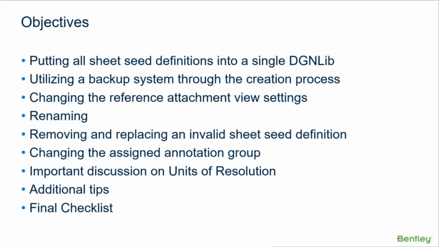We're also going to take a look at changing the reference attachment view settings. That's really important. We're going to look at a lot with renaming. We're going to look at what happens if we mess up, if we're putting everything into one file and I make a mistake in the dialog. Do I have to start over? The answer to that is no. Spoiler alert. We can also change the assigned annotation group after the fact. We need to have a talk about units of resolution. I discovered something very significant on that that's going to be of interest to a lot of you, especially here in the U.S., and some additional tips, and then a final checklist to use when you're setting these up.